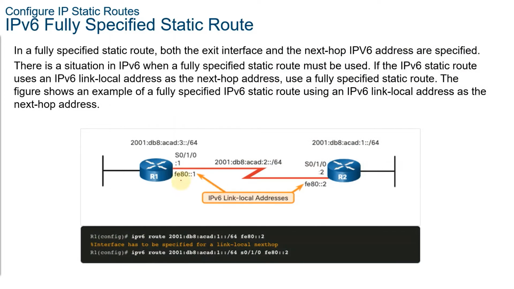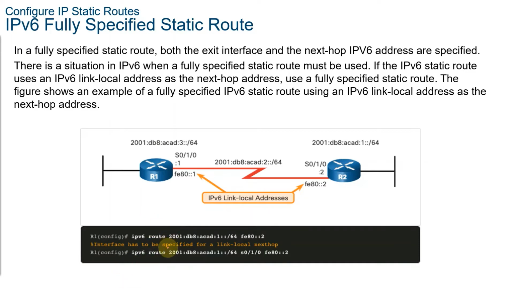Okay, so in a fully specified IPv6 route, both the exit interface and the next hop IPv6 address are specified. There is a situation in IPv6 when a fully specified static route must be used. If the IPv6 static route uses an IPv6 link local address as the next hop address, we use a fully specified static route. The figure shows an example of a fully specified IPv6 static route using an IPv6 link local address as the next hop address.